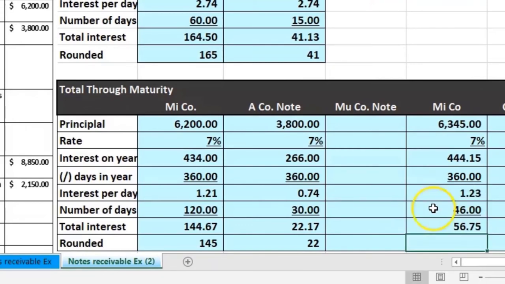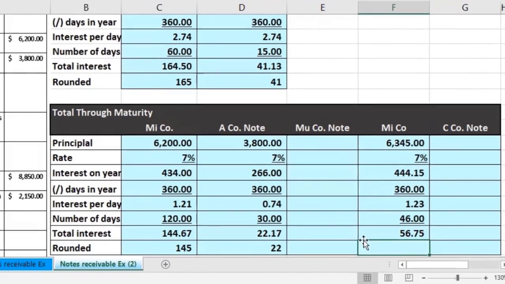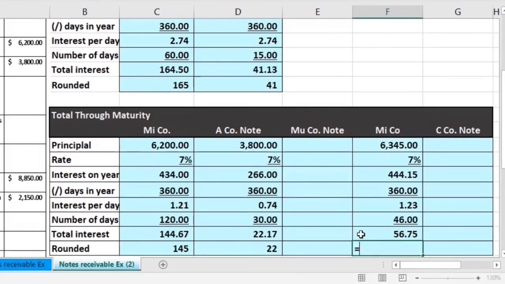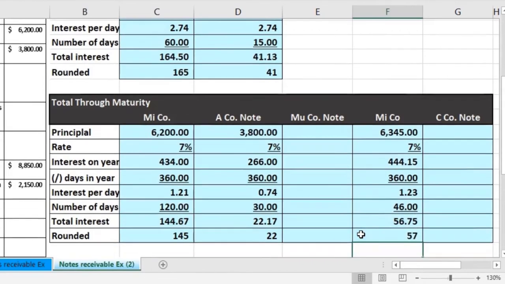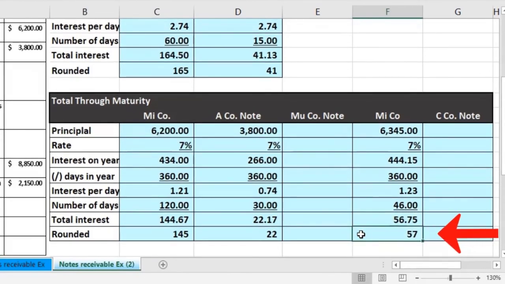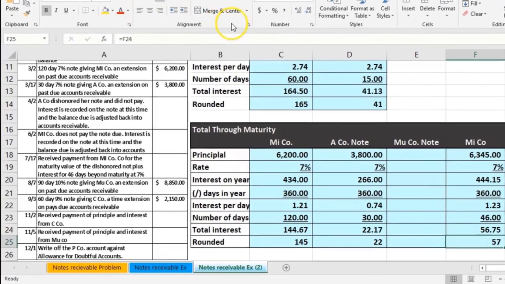Enter. Now I'm just going to round that to the nearest dollar by saying equals, pointing to that 56.75, and just taking off the pennies here, and that's done by the rounding function. So they're still there technically for Excel. If I show those, there they are, but we're going to round it to 57.